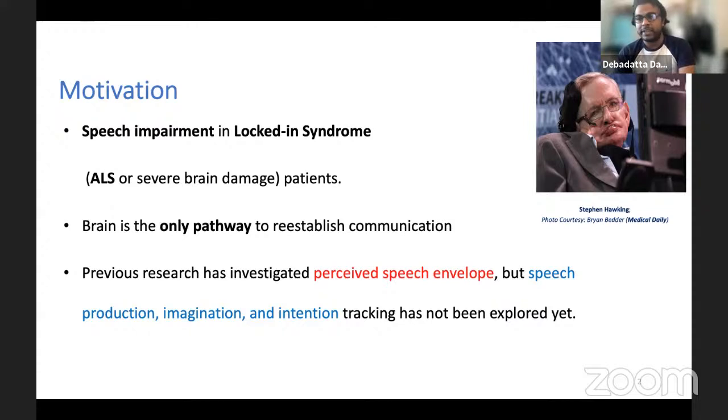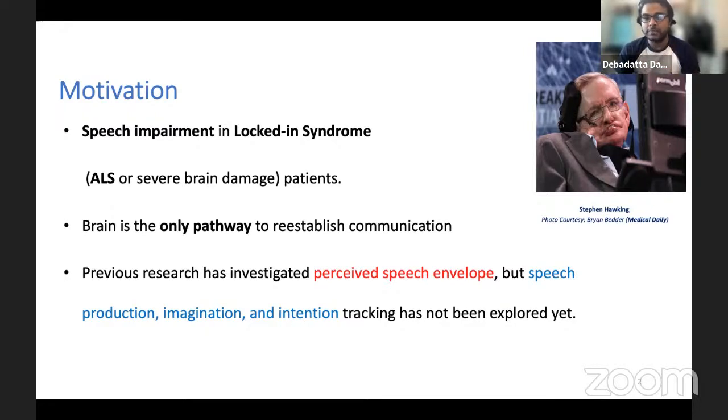But the only way we can reestablish their communication is via the brain. A very common approach to this problem is brain-computer interfaces, which people have been working on a lot. You must have heard of EEG, or electroencephalography-based brain-computer interfaces, where the patients focus on a screen with different letters and numbers, and they focus their attention on a particular letter, and one by one they type it out with their brain. But it's very, very slow. It's about 10 words per minute, and it is not really practical in the current state.